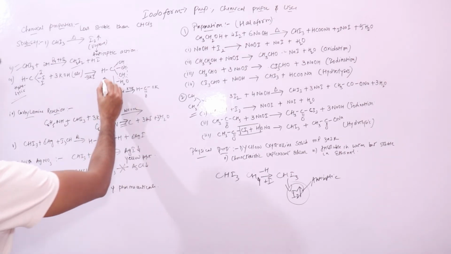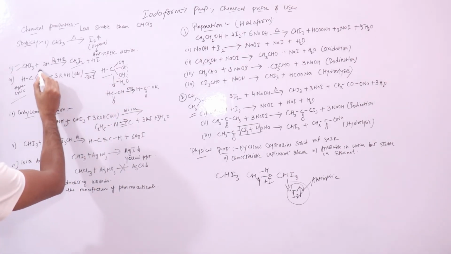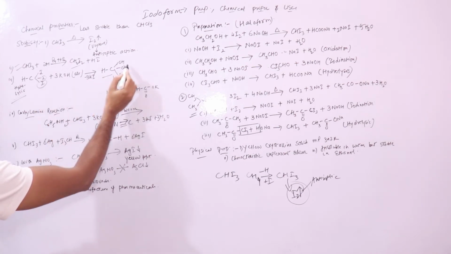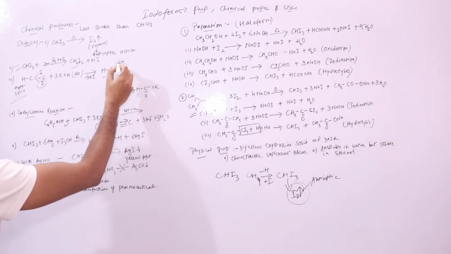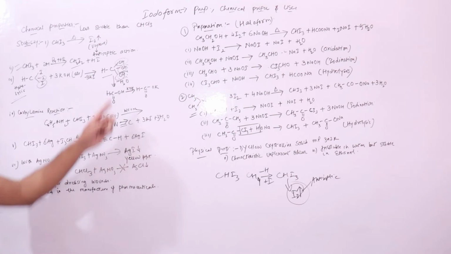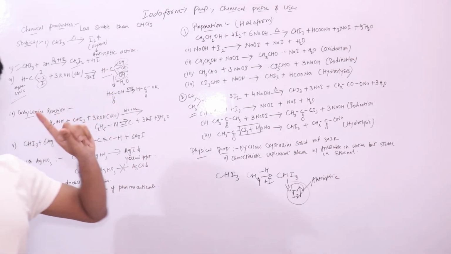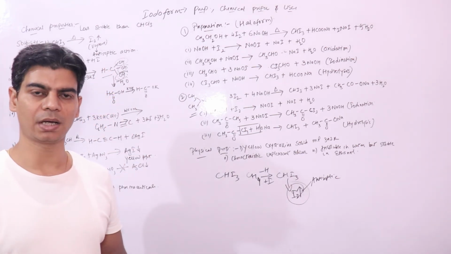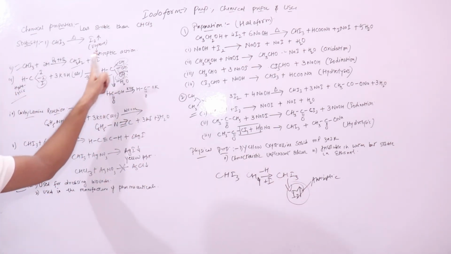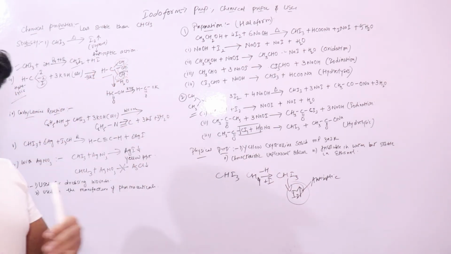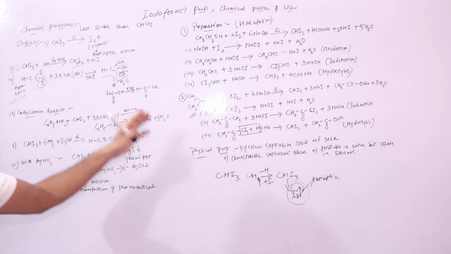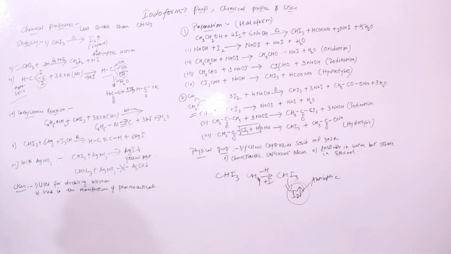Now just look at this compound again. Here all three iodine atoms would be replaced by OH. We know this compound has three OH groups attached to the same carbon atom, so this is an unstable compound. It will lose one water molecule to form a carboxylic acid.